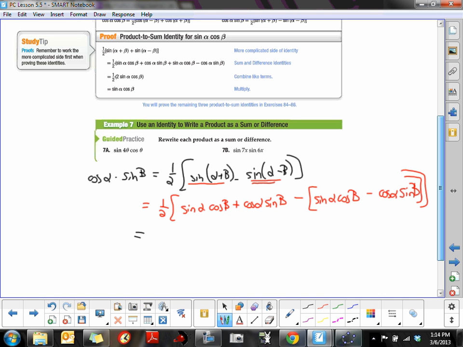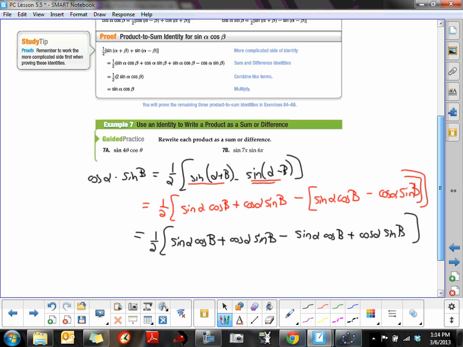So now I'm going to run through the negatives. So 1/2. We have sine of alpha, cosine of beta, plus cosine of alpha, sine of beta, then minus sine of alpha, cosine of beta, then plus cosine of alpha, sine of beta.